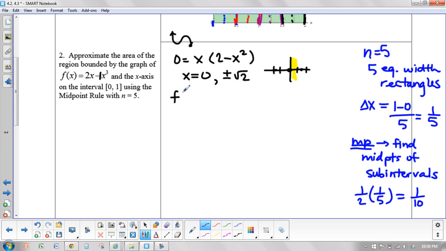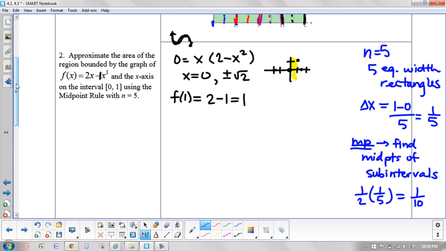So f of 1, just to double check, we would have 2 minus 1 is 1. So at 1, you're at 1. It's going to stay above the axis the whole time. Okay? It's actually going to be this part that's curving like that.